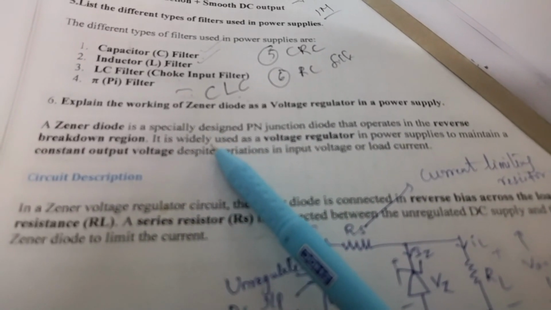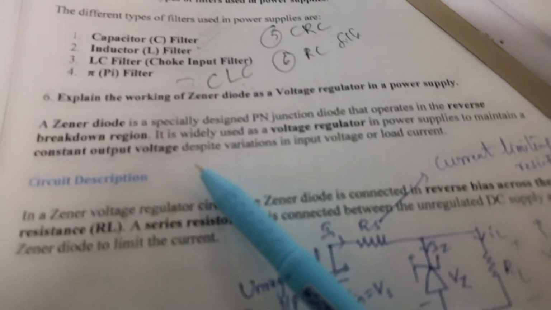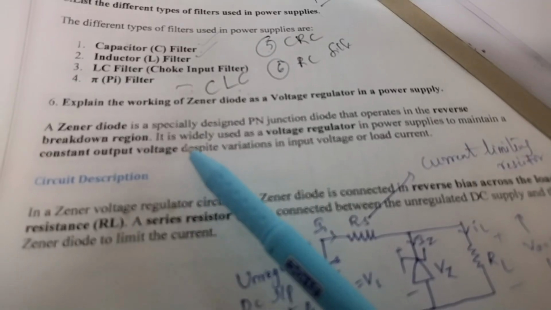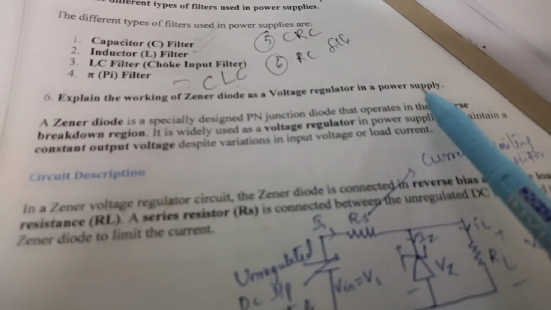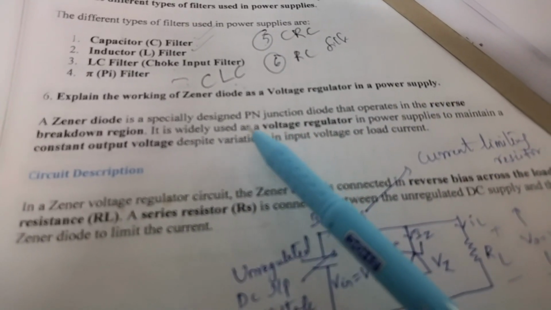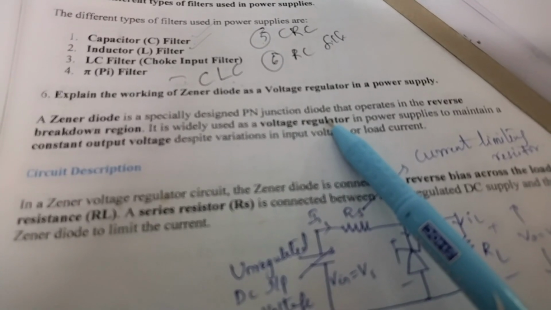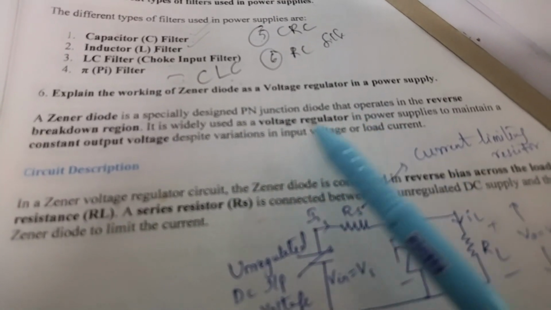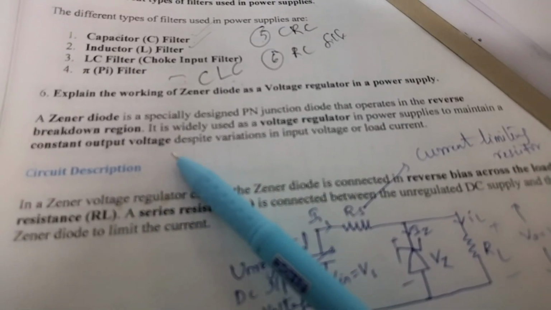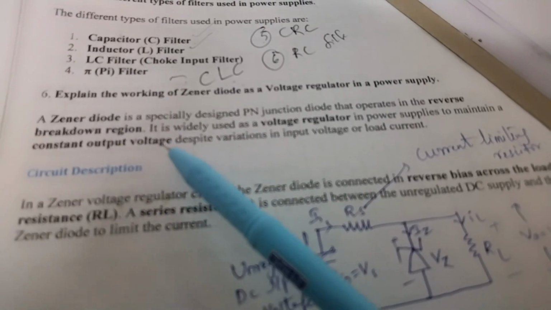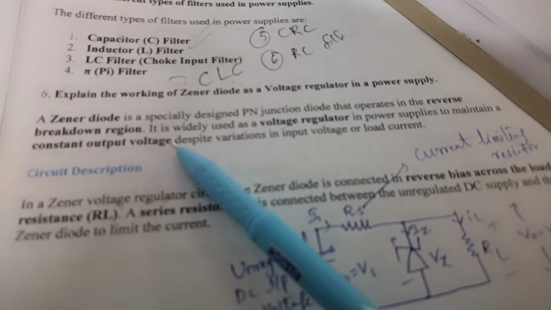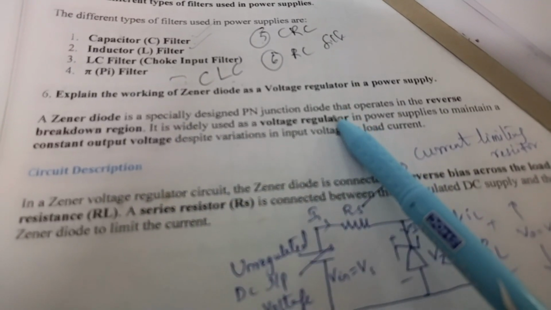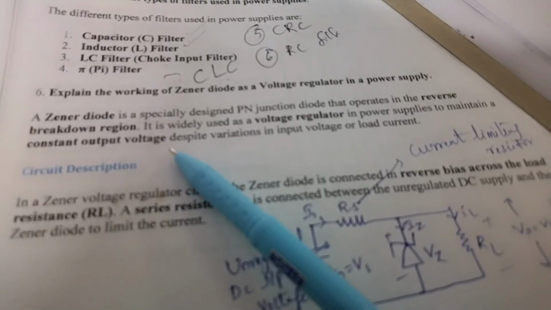In forward bias, a Zener diode behaves like a normal PN junction diode, but in reverse bias the main function of the Zener diode comes into the picture. In reverse bias, it acts like a voltage regulator. It is widely used as a voltage regulator in power supplies to provide a constant output voltage. This is the important application of the Zener diode in reverse bias.